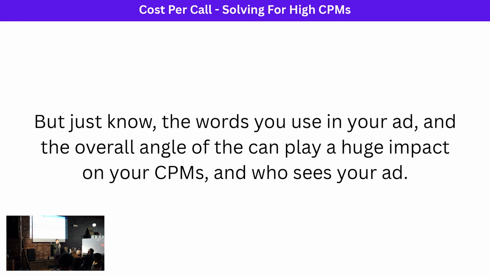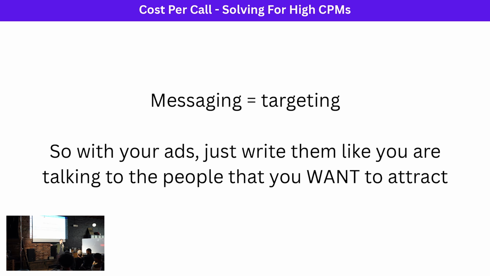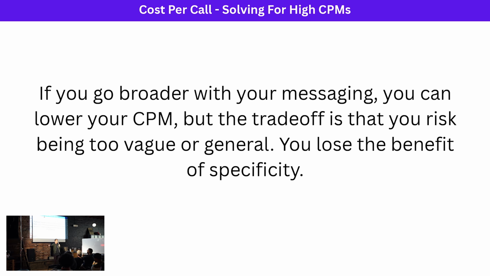But just know the words you use in your ad and the overall angle can have a huge impact on your CPMs and who sees your ad. So messaging is targeting on the platform nowadays. With your ads, just write them like you're talking to the prospect you want to attract. If you go broader with your messaging, you can lower your CPM, but the trade-off is that you risk being too vague in general. You lose the benefit of, this one, I always mess this word up, I'm just going to say being too specific.